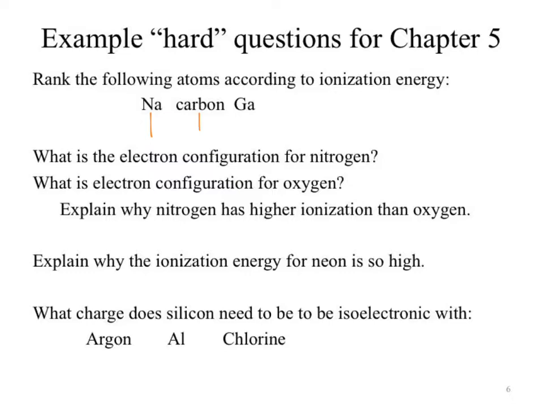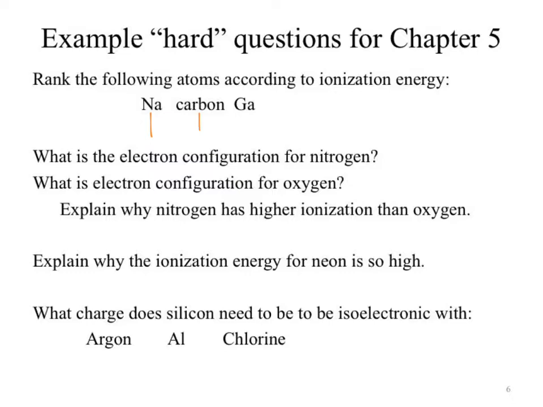Okay. What charge does silicon need to be isoelectronic with any one of those elements? So for argon, to be isoelectronic with argon, what does silicon need to do? Where's silicon? Number 14. Where's argon? Number 18. What does silicon have to do to look like argon? It needs 4 more electrons. If it gains 4 electrons, what happens to its charge? -4.